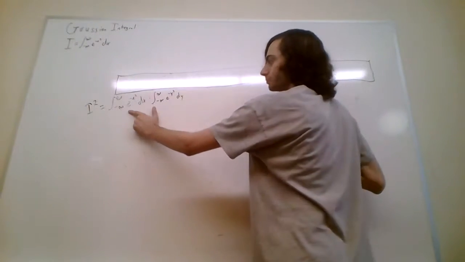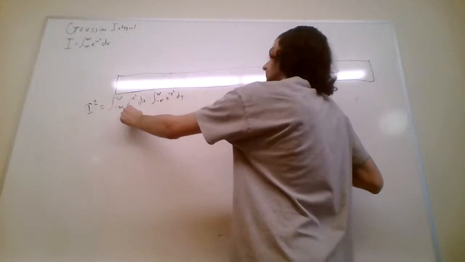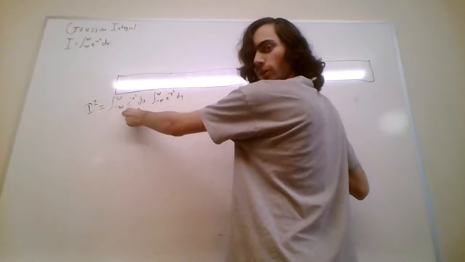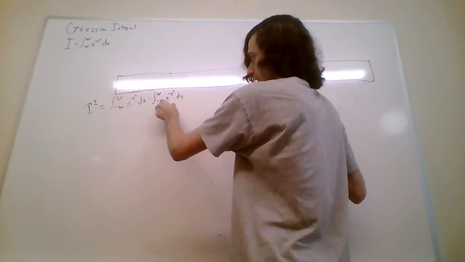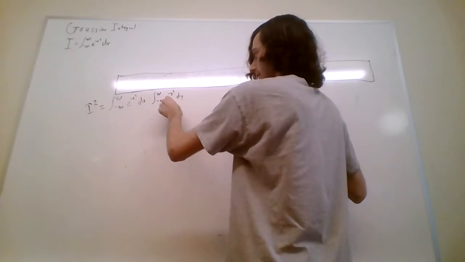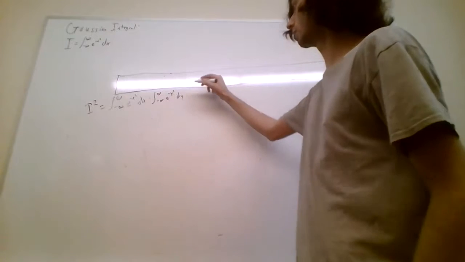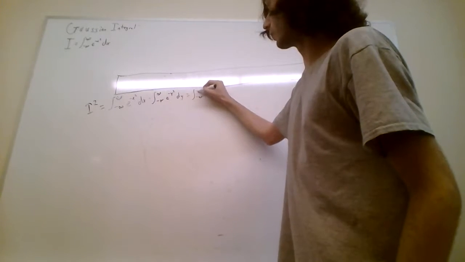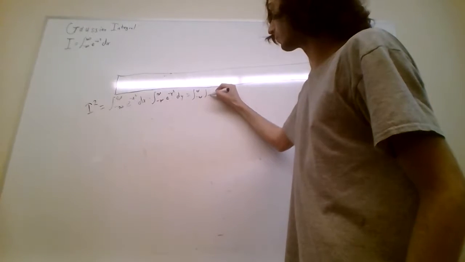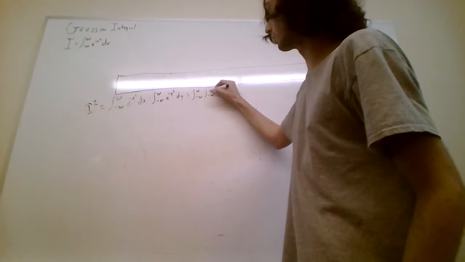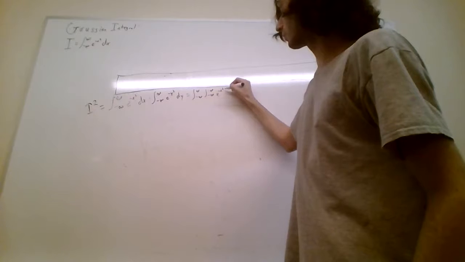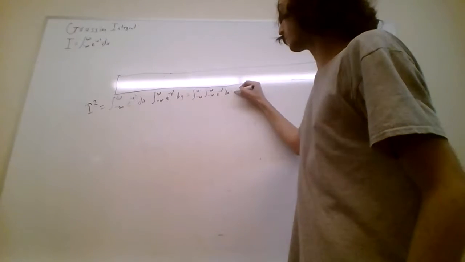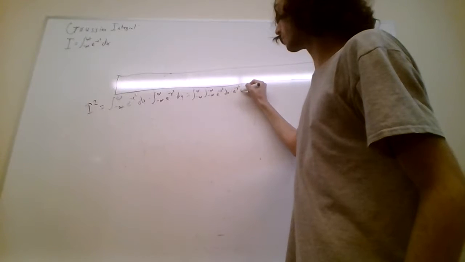Okay. Since x is a constant with respect to y, we can put this inside that e to the y integral. So I'm going to do that. So I'm going to say integral from negative infinity again from negative infinity to infinity of e to the negative x squared dx times e to the negative y squared dy.